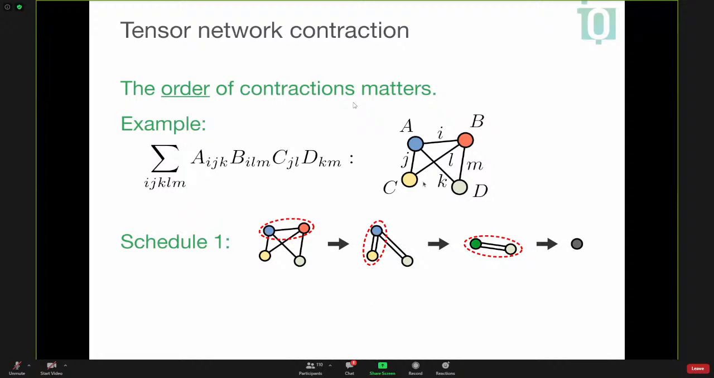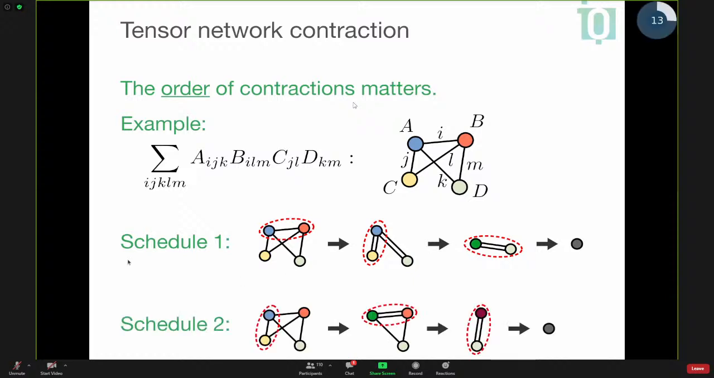Here's one way. Let's pick A and B first and contract this common index I. So do the summation over I first. Then I will end up with a network that looks like this. Now I could choose to contract the product of A and B that I've gotten up here with C. And so I will get the product ABC to be contracted with D, and then I will get my final answer. So this is one choice.